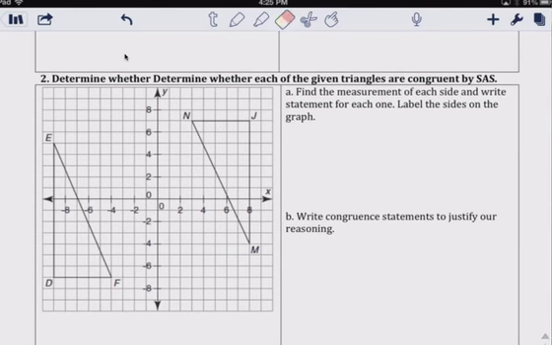Let's look at this one. We need to prove it by side, angle, side. This is easier. Side, angle, side. We don't have to do Pythagorean theorem. We can take side, and then the 90-degree angle, and then the other side. Let's do a different color so you can see all the sides. Find the measurement of each side.